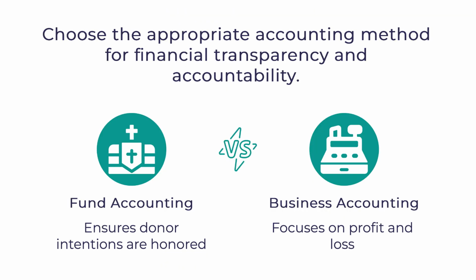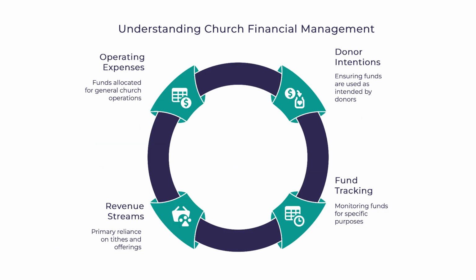So what makes a church chart of accounts different from, say, a business chart of accounts? I imagine there are some key differences. The biggest distinction is what we call fund accounting. Unlike businesses that focus on profit and loss, churches need to track every dollar to ensure it goes where the donor intended it to go. Could you give us an example of how that works in practice? Sure, let's say someone donates specifically to the youth ministry building fund. That money must be tracked separately and can only be used for that purpose. It can't be moved to cover general operating expenses or other ministries, even if there's a shortfall.